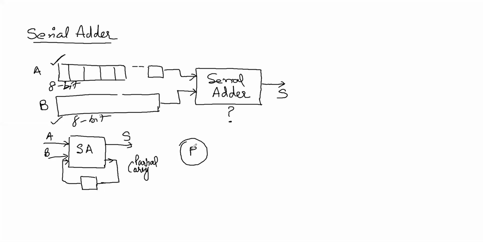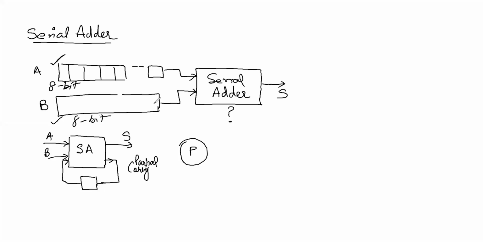My input carry is 0. I can get multiple options from here. I can have input as 0, 0, 0, 1, 1, 0, or 1, 1. These are the 4 possible combinations. Okay.